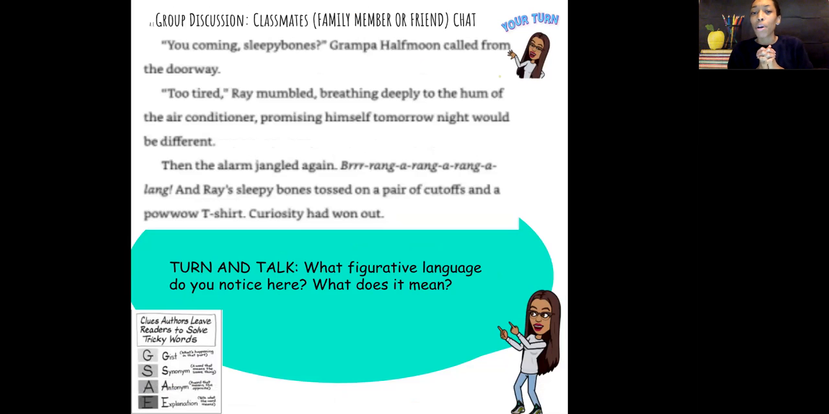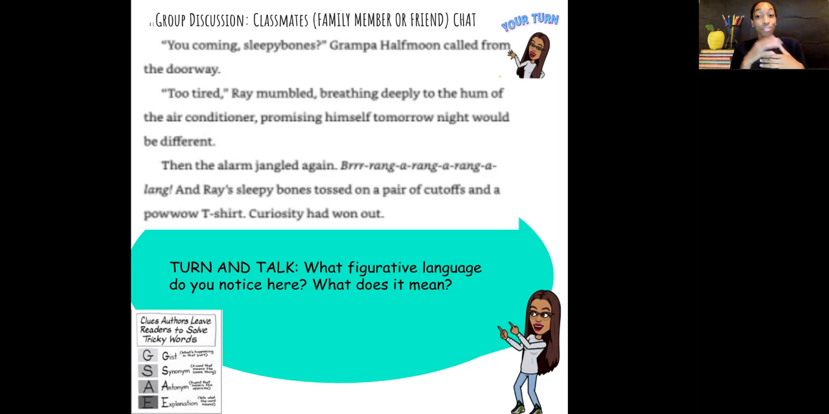You coming, sleepy bones? Grandpa Half Moon called from the doorway. Too tired, Ray mumbled, breathing deeply to the hum of the air conditioner, promising himself tomorrow night would be different. Then the alarm jangled again. Bring a ring a ring a ling. And Ray's sleepy bones tossed on a pair of cutoffs and a powwow t-shirt. Curiosity had won out.